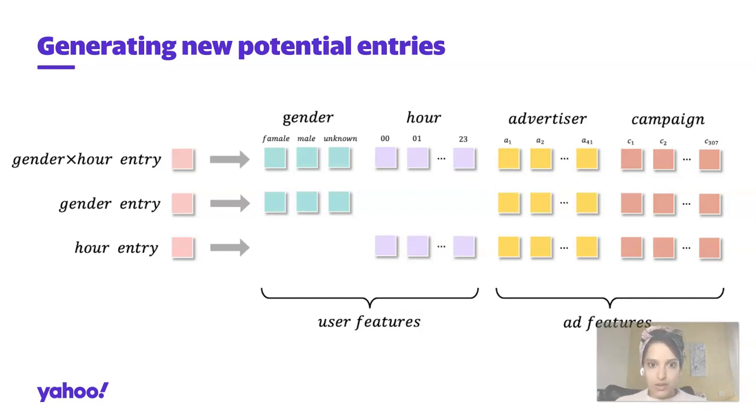So let's look at the example here. For the gender feature, for example, we grow 3 entries in the entry set. This is the entry set of the gender feature. Why do we have 3 entries? For the 3 values this feature can have: female, male, and unknown. For the hour feature, we grow 24 entries in the entry set, since it has 24 values. For the recombination, for the gender cross hour entry set, we grow 3 entries for the gender and 24 entries for the hour. I hope it is more clear now.